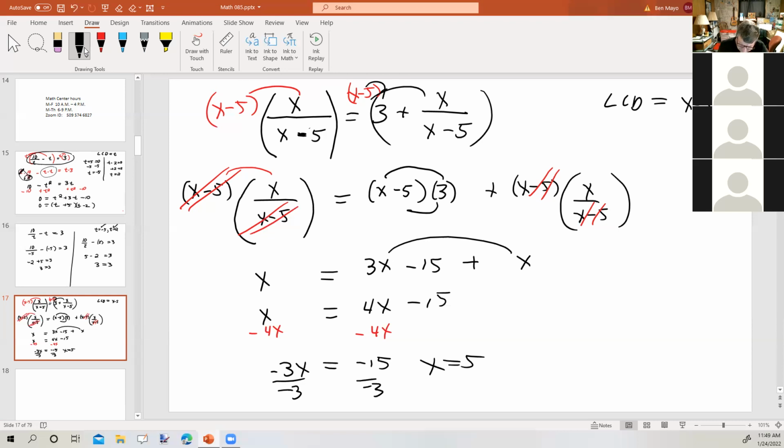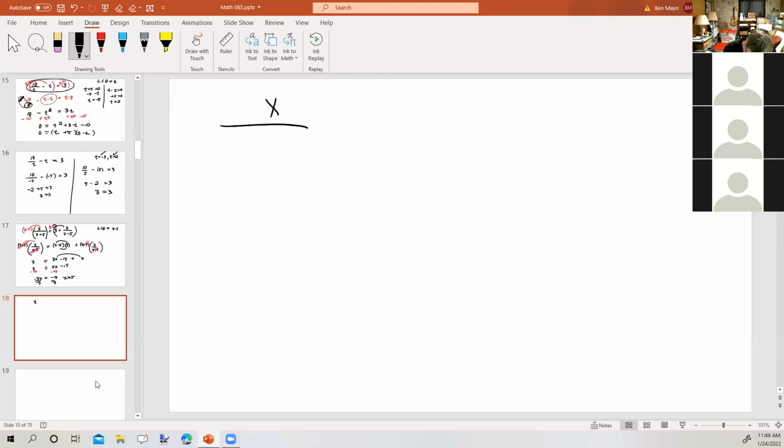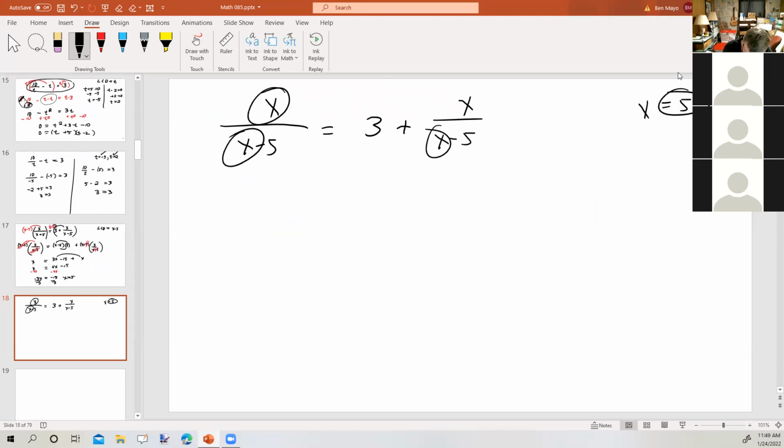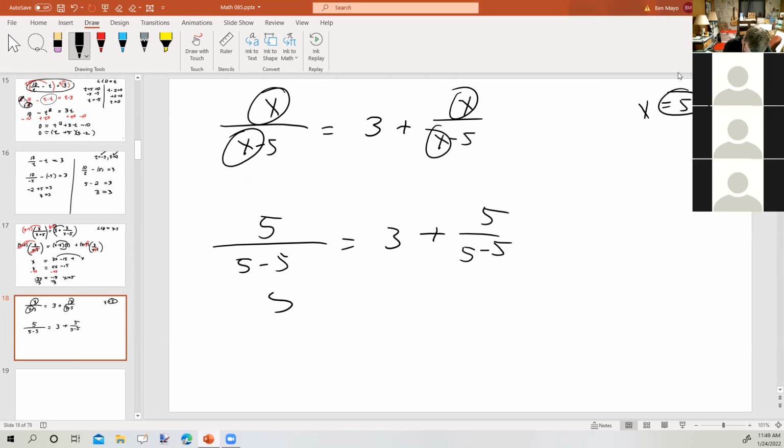Tell you what, let's check our work, all right? So let's rewrite the equation. X over X minus 5 equals 3 plus X over X minus 5, and we came up with X equals 5, all right? So let's plug that in. Let's see, right there and right there and right there and right there, and I get this. Seeing any problems yet?